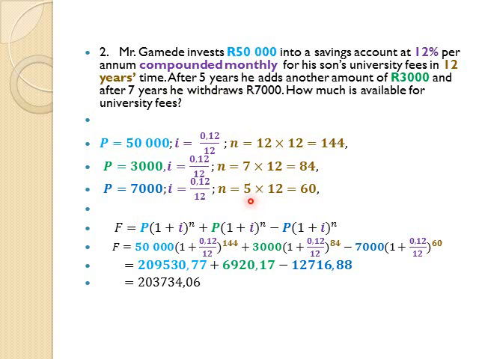So that 5 years, 12 minus 7, 5 times 12, 60. So he's going to lose 60 interest payments if he withdraws 7,000. I hope it makes sense.